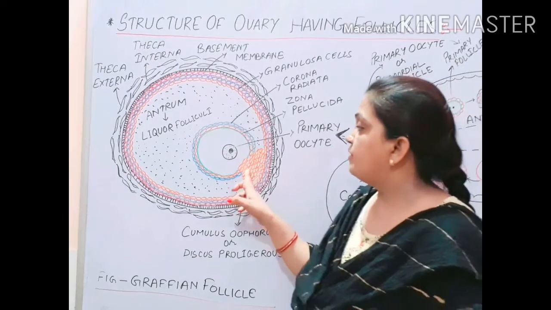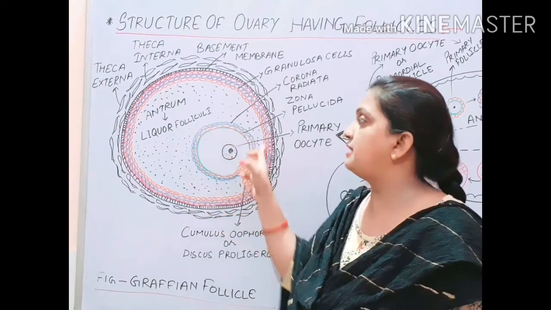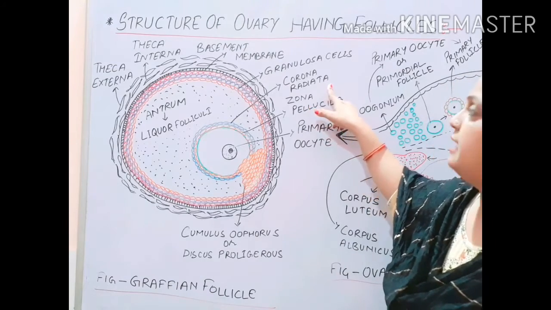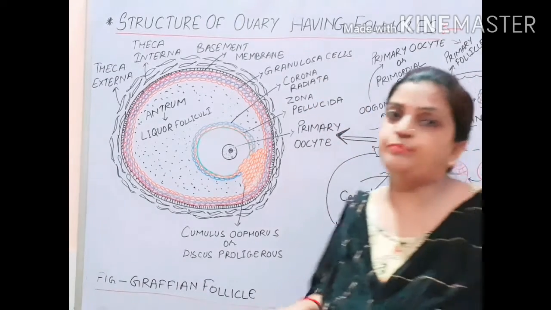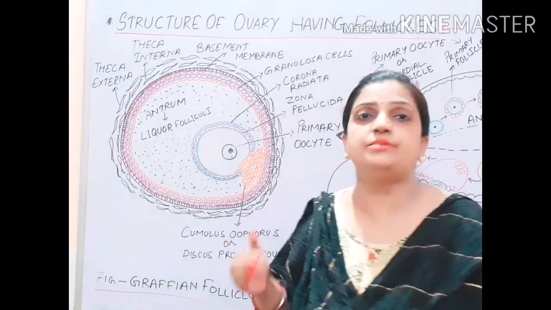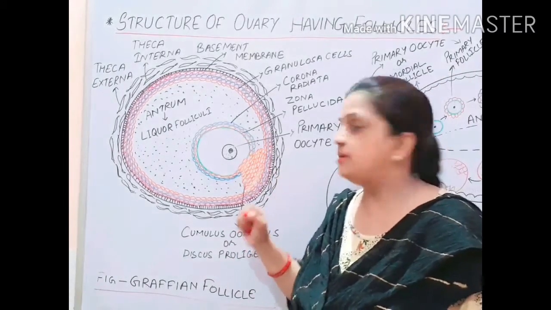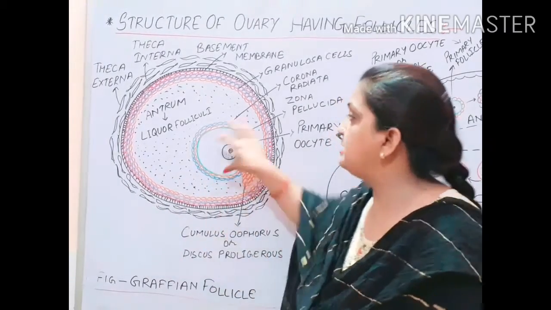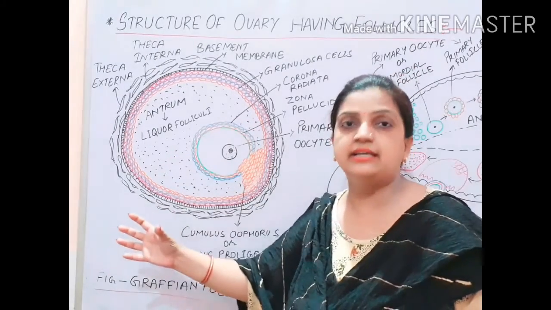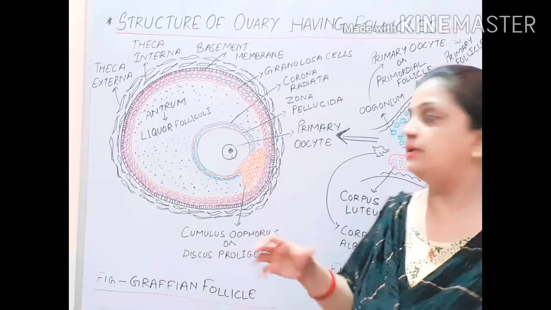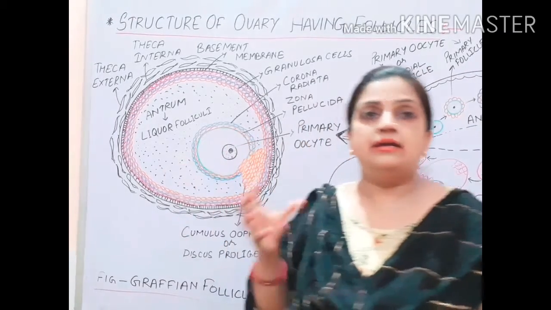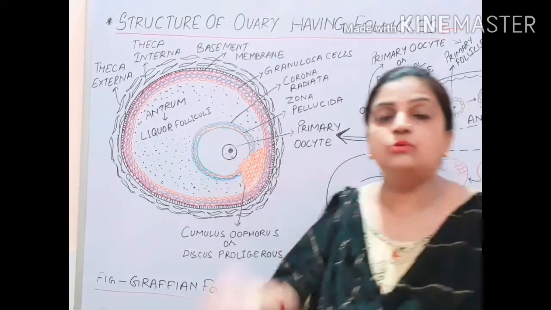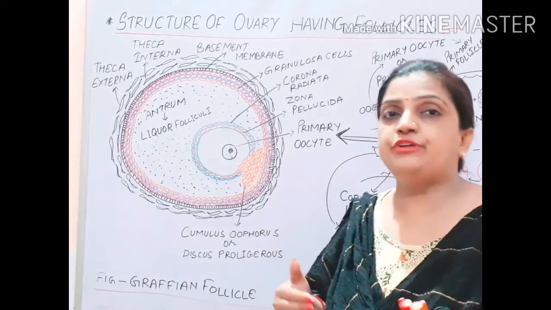Then again, children, from outside, another layer, another protective wall is formed, and this protective wall is called corona radiata. And these two walls are very important during the fertilization process, because after this, when this structure is going to rupture, the Graafian follicle is going to rupture, and this primary oocyte is going to be released outside into the fallopian tube, then what will happen? This ovum will be waiting inside them.